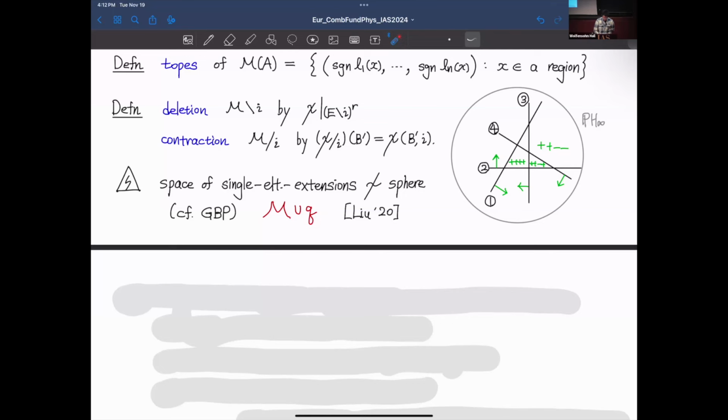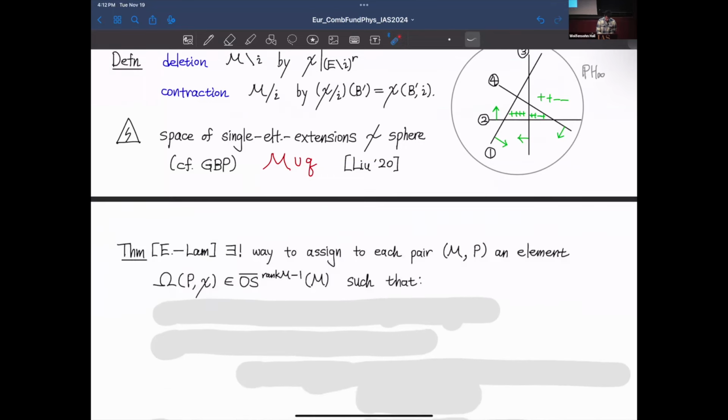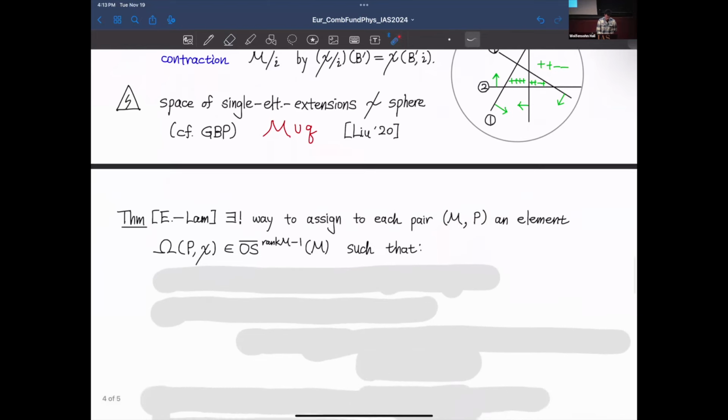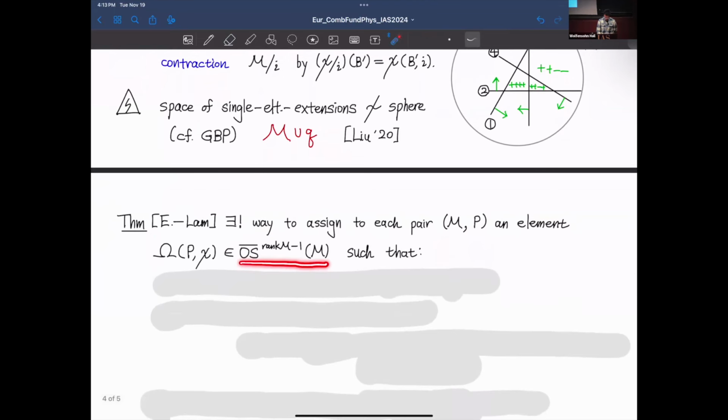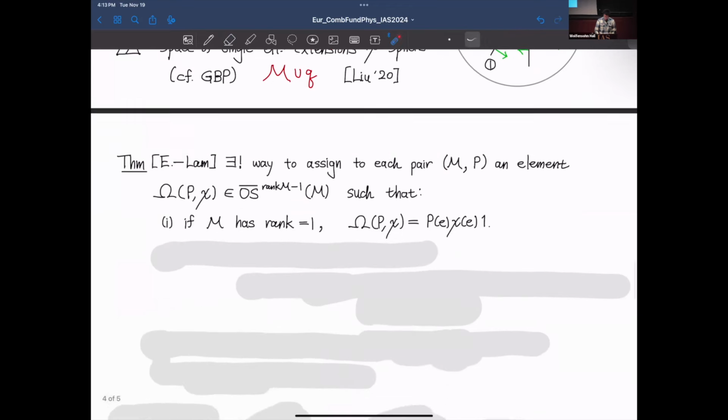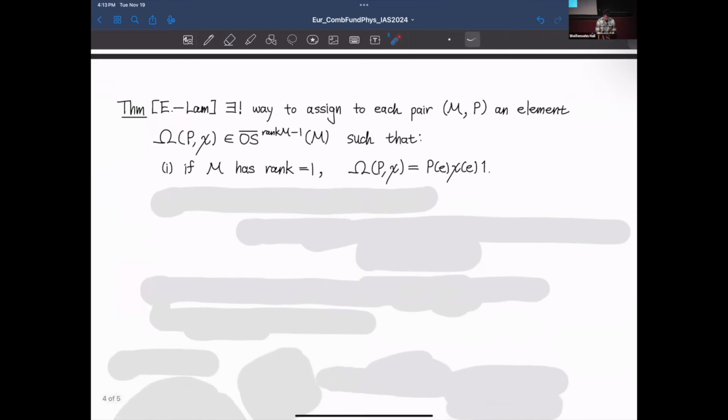Okay, so let me now state the main theorem. And it's what one might expect from the realizable case, and one just has to be careful. So the statement is that there's a unique way to assign to each pair consisting of an oriented matroid and a tope inside the oriented matroid an element in the Orlik-Solomon algebra of that matroid with the following recursive property. And given the definition of positive geometry, there's not much guesswork to be done. There's only really one thing one can write down.